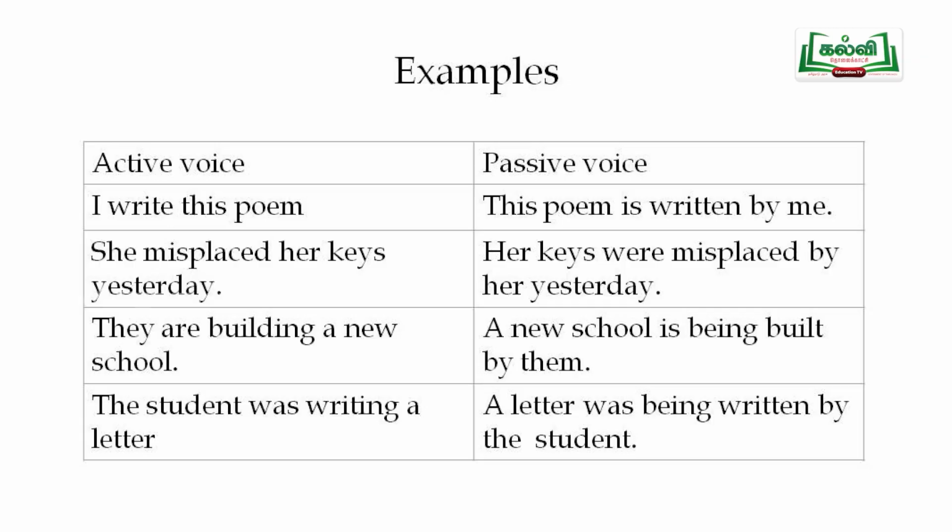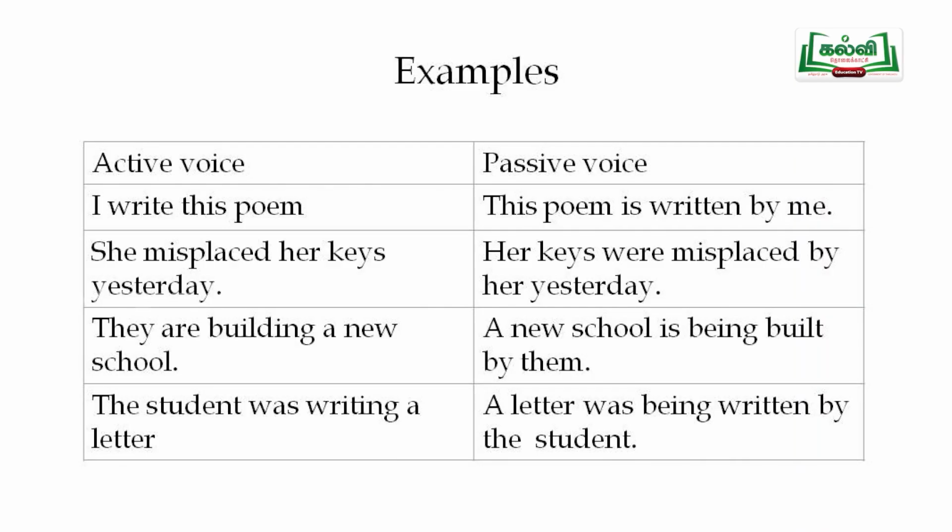Look at the table and read the sentences. In active voice, I write this poem. When you convert this into passive voice, the object, this poem, should come first, and this is a present tense sentence, that is the verb write is in present tense, so it should be changed into is written by. I should be changed into me. The pronoun I should be changed into me. So the sentence is, this poem is written by me.